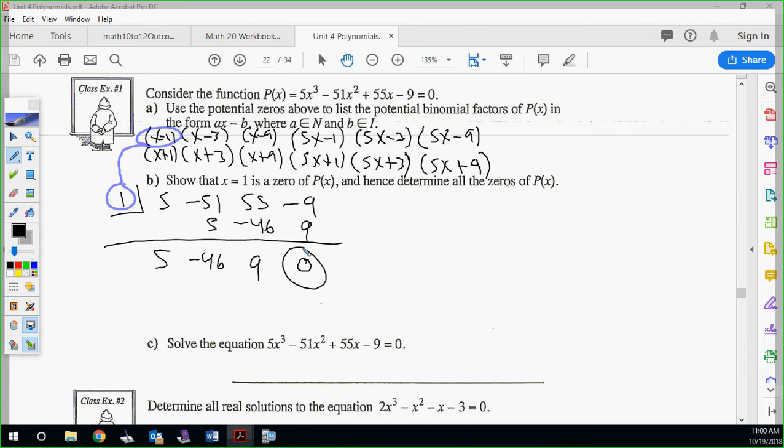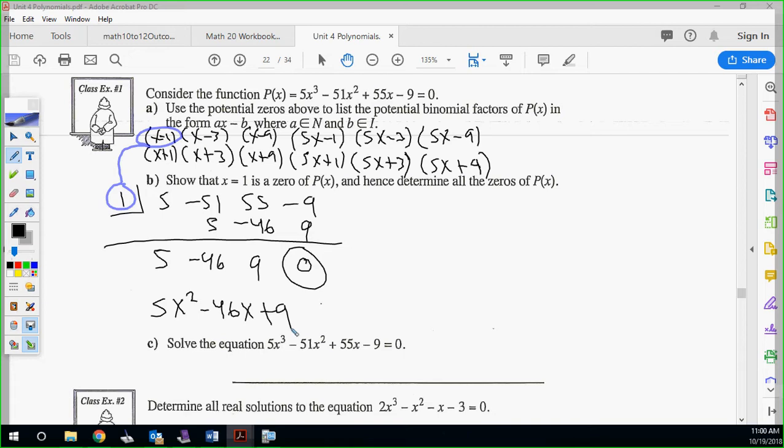Yeah, so we're going to finish it. And now it says determine all the zeros. So we're going to determine all the zeros from this. Right here, we have 5x squared minus 46x plus 9. So now we're into quadratic land. Now, this is where some of you guys have forgotten your math 20. You need to be able to factor this.